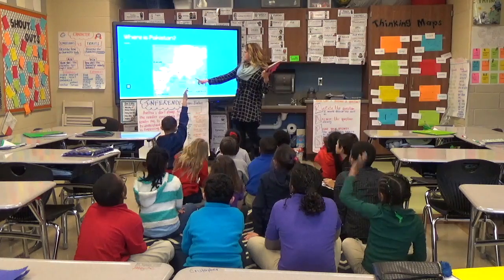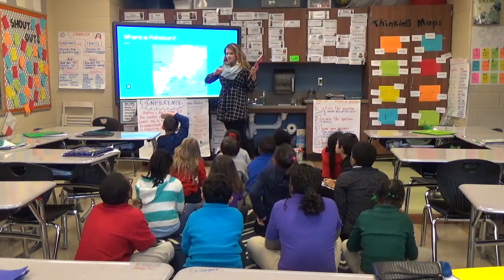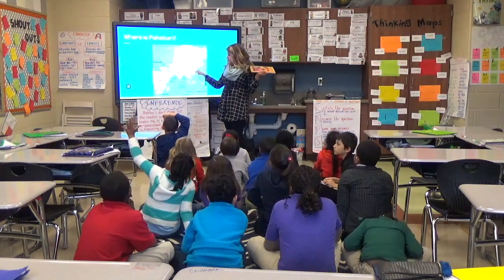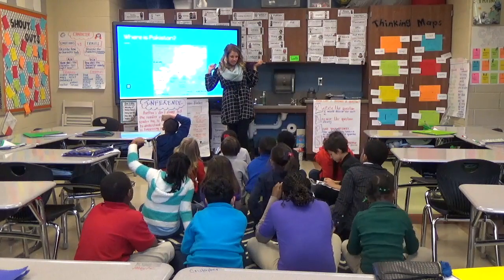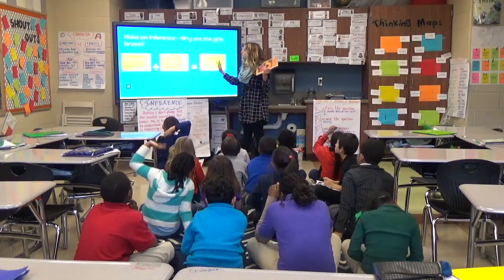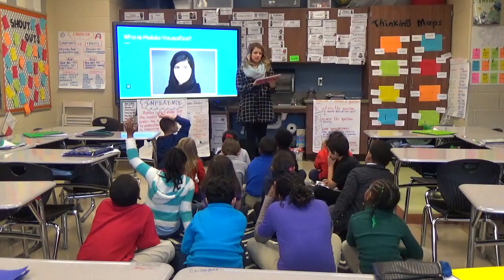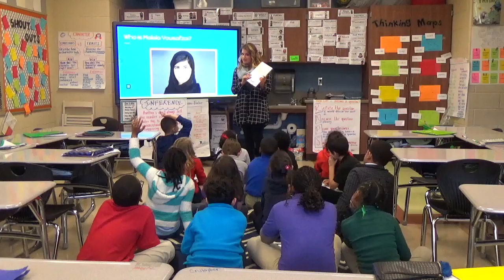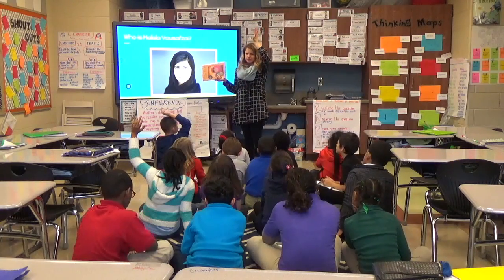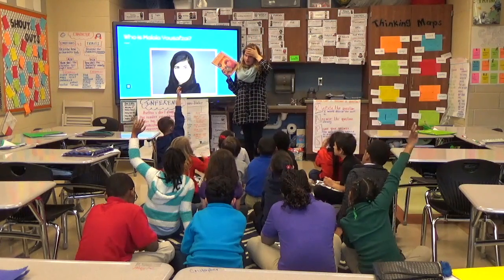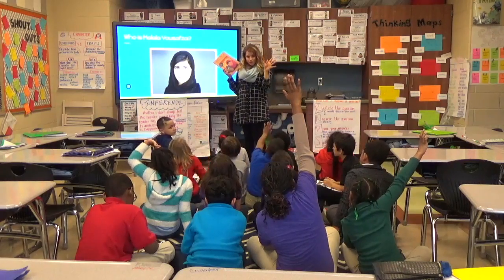Here is Pakistan on the map. Okay? It's in the continent of Asia. It's right next to India. Okay? So this is where she's from. All right, so we are going to go ahead and get started with our reading. And as we're reading, we will make lots of inferences. Raise your hand if you already have some background knowledge about Malala. Awesome. Wonderful.